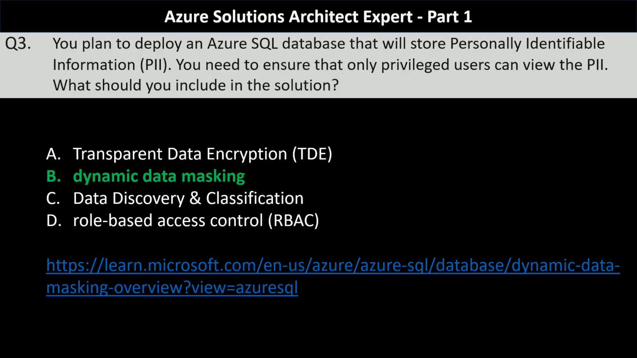Option D, role-based access control, is used to manage access at the cloud plane level, folks. And here we are talking about access at the data plane level. So again, an incorrect choice. Friends, I hope now you understand why options A, C, and D are incorrect.